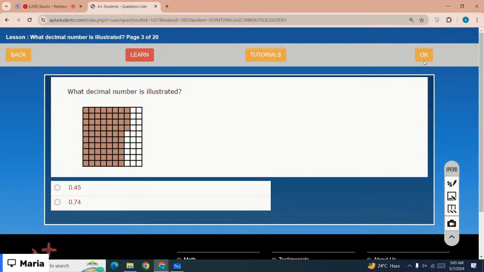What decimal number is illustrated? Which is the correct option? Yes, that's 0.74. 74 and 0.74 are different, right? You have to see what decimal number. That decimal number is 0.74. The correct option is 0.74.